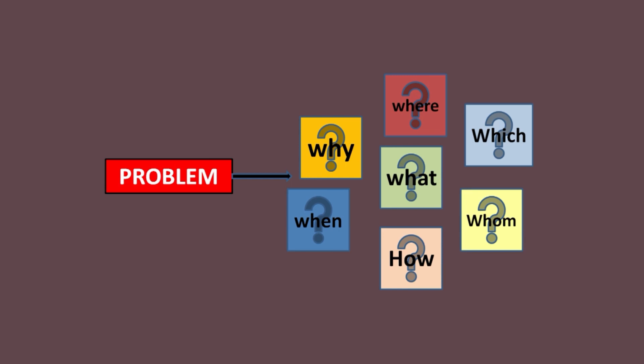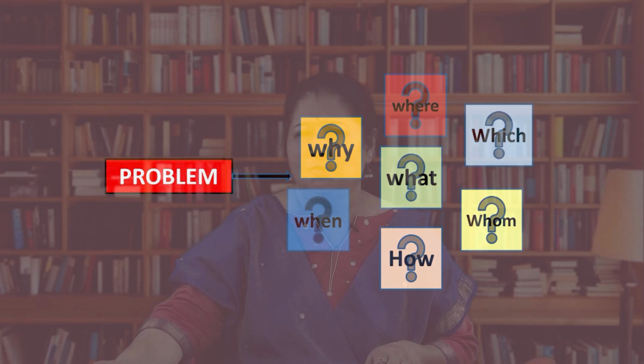First of all, what is a problem? Many times we face a problem. A problem could be: why is it so, when will this take place, where is it, what, how, which, whom and who. So a problem can start with any of these words: why, when, where, what, how, which, whom and who.